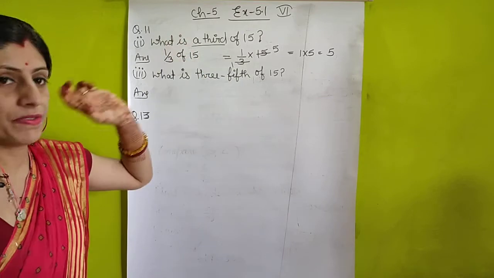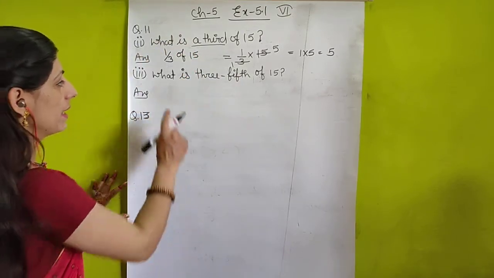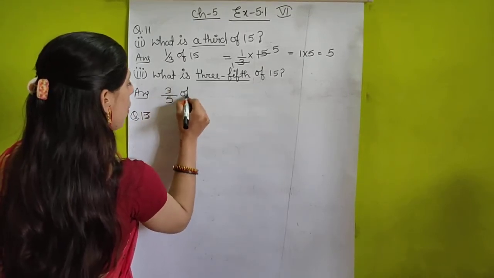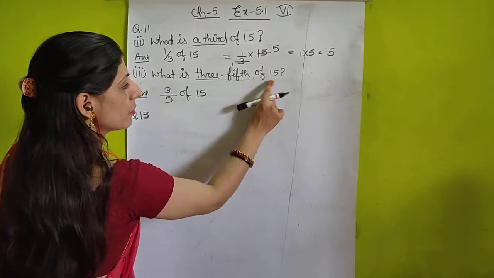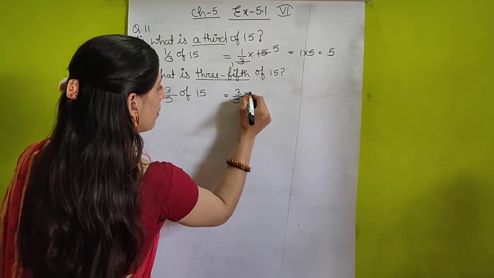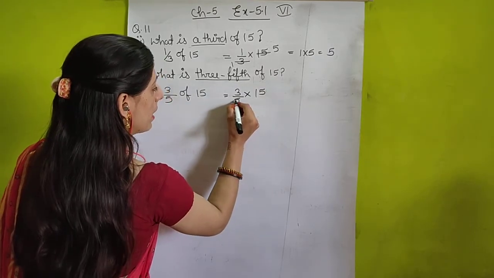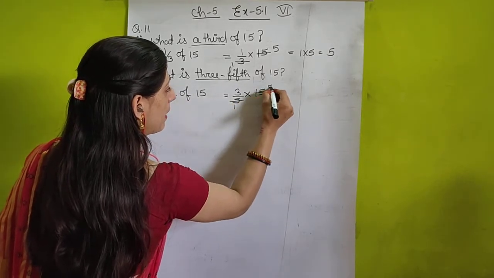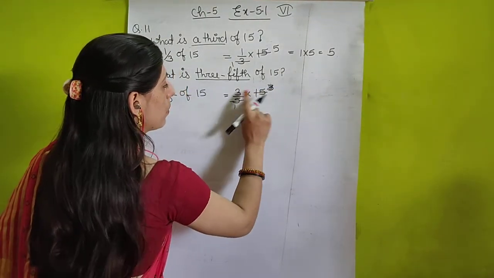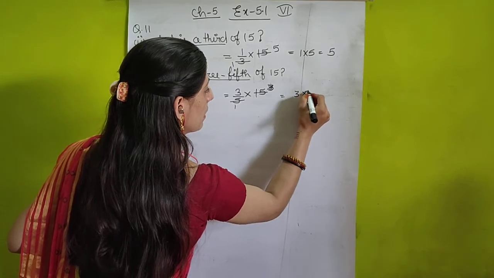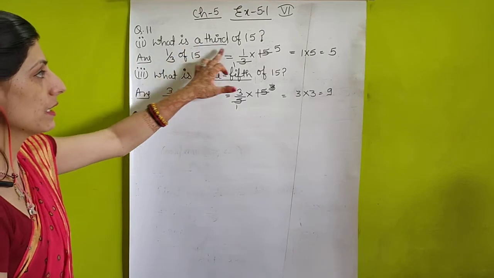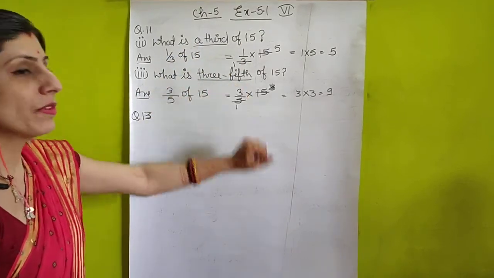So like this, students, you found a third of 15. Similarly, the second question: what is 3/5? 3/5 means 3/5 of 15. So here, students, 3/5 multiply by 15. Now again, 5 threes are 15 here. Now 3 multiply by 3. What will come? Your answer will be 9. So students, in question number 11 we did a third of 15 and 3/5 of 15.